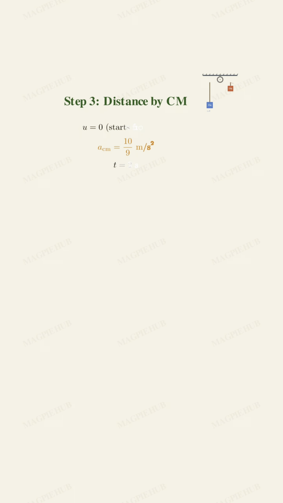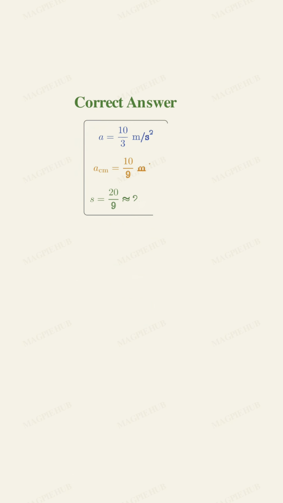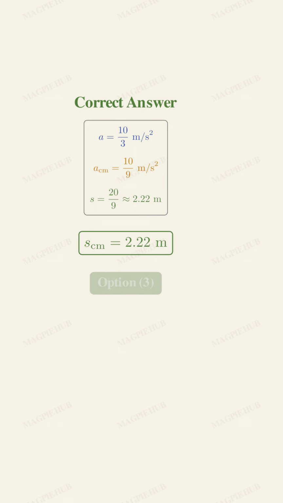Step 3. Find the distance traversed by the center of mass. Initial velocity u is 0 since both blocks start from rest. Using s equals ut plus half at squared, we substitute s equals half times 10 over 9 times 2 squared. That gives us half times 10 over 9 times 4, which equals 20 over 9, approximately 2.22 meters. The distance traversed by the center of mass in 2 seconds is 2.22 meters. The correct answer is option 3.